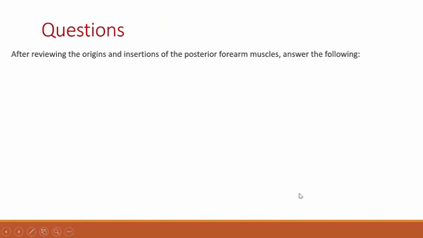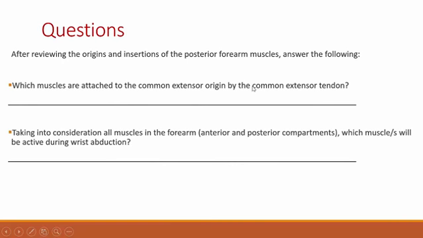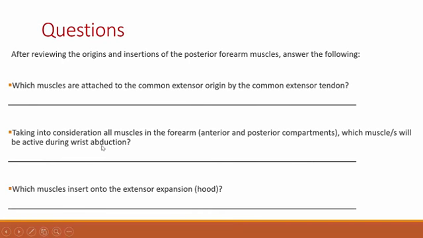And finally, I have some more chores for you to do, some more study. Have a look at these questions. Which muscles are attached to the common extensor origin by the common extensor tendon? This takes into consideration all the muscles of the forearm. I want you to indicate which muscle or muscles will be active during wrist abduction. And finally, which muscles insert into the extensor expansion or the extensor hood.